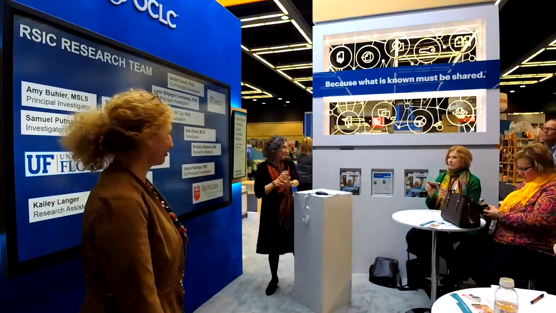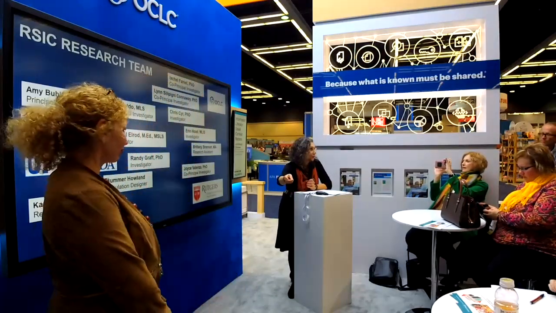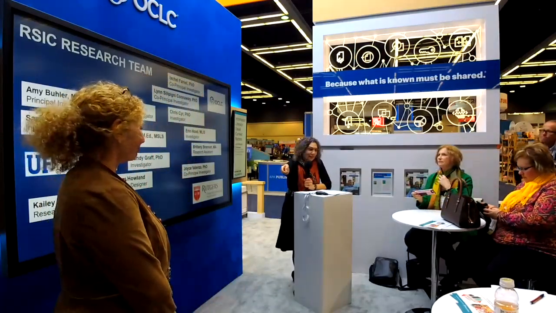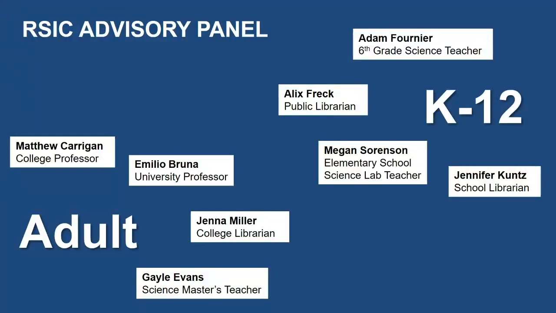And so this is the research team, and I'm very lucky to have two of our colleagues here. Joyce Valenza is here, and Joyce is on the faculty at Rutgers University. And Sam Putnam is here, and Sam is one of the librarians at the University of Florida who are on this grant. And then we also have an advisory panel. We looked at students from 4th grade through graduate students, so we have an advisory panel for the K through 12 group and for the adult group.